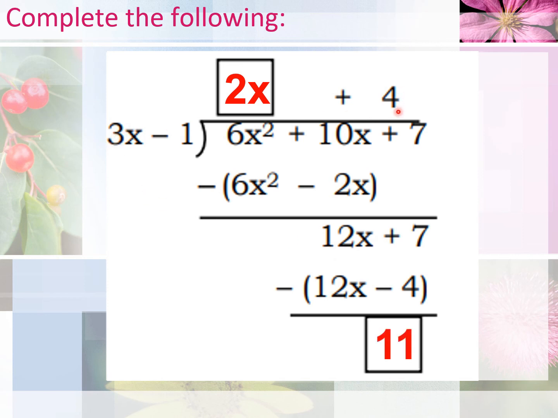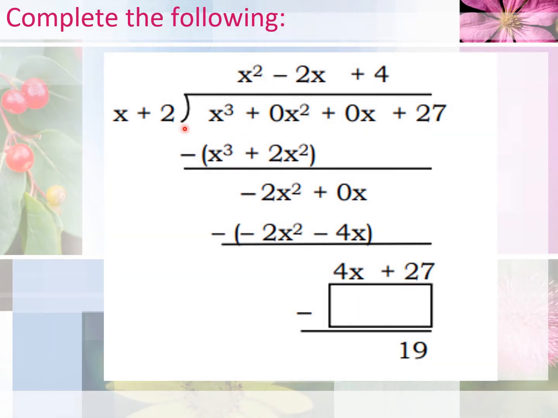So 4 times 3x, that is equal to 12x. Then 4 times negative 1, that is negative 4. And then subtract tayo. 12x minus 12x, that is 0. And then 7 minus negative 4. Mag-change sign to. Magiging positive na siya. So 7 plus positive 4, that is equal to 11. 11 yung ating remainder. So ang quotient natin ay 2x plus 4 plus 11 over 3x minus 1.